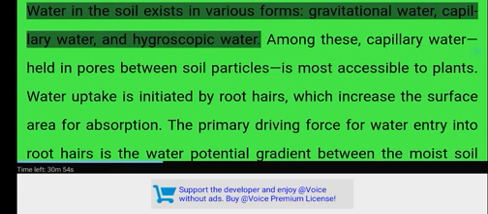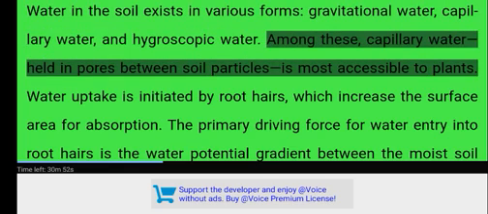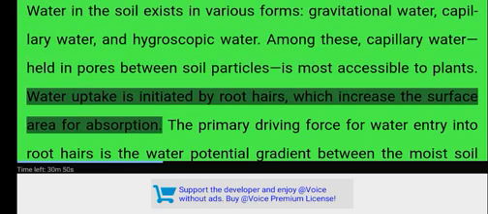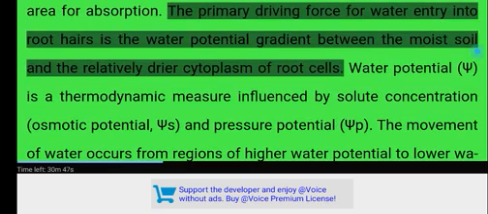Water in the soil exists in various forms: gravitational water, capillary water, and hygroscopic water. Among these, capillary water, held in pores between soil particles, is most accessible to plants. Water uptake is initiated by root hairs, which increase the surface area for absorption. The primary driving force for water entry into root hairs is the water potential gradient between the moist soil and the relatively drier cytoplasm of root cells.